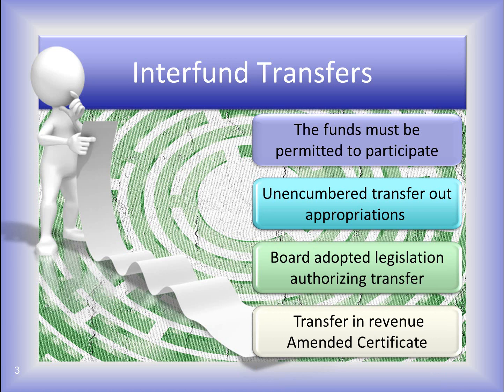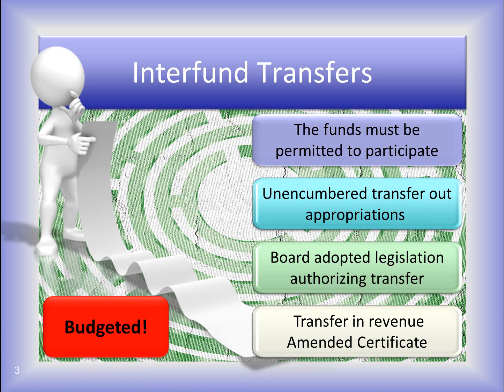If it wasn't included in the revenue certified at the beginning of the year, you must request a new amended certificate. If a new amended certificate is required, the board may then adopt supplemental appropriation legislation to authorize the spending. You can see the interfund transfers must be incorporated into the operating budget.